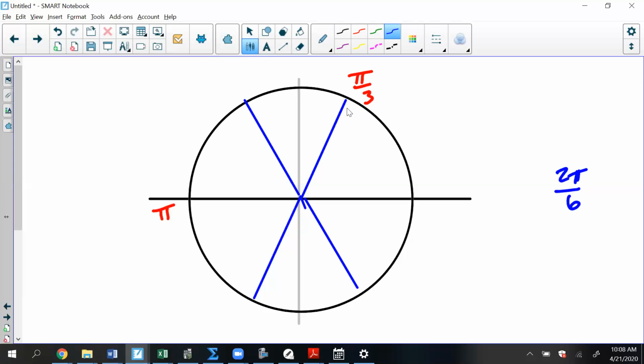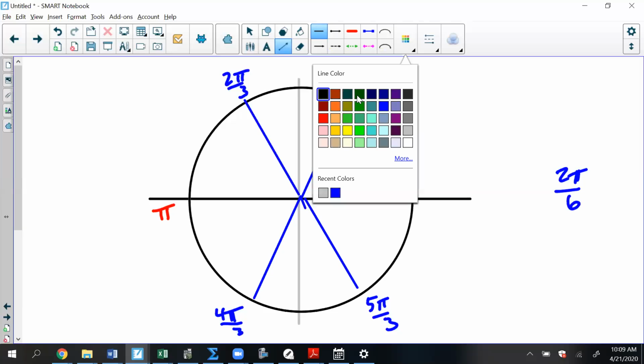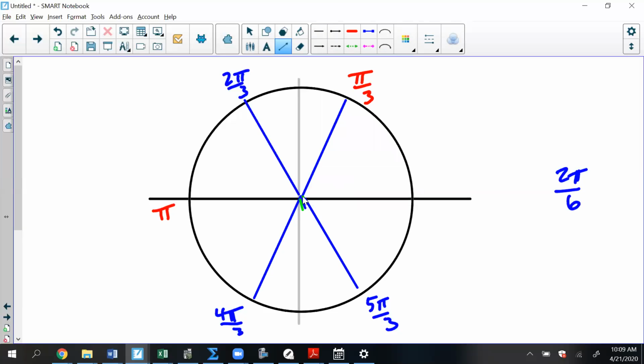So here's 1 pi over 3, 2 pi over 3, 3 pi over 3, 4 pi over 3, and then 5 pi over 3. So that's our pi over 3s individually. You know what, I'm going to go back on my slides. I think I'm going to put the pi over 6s on here as well. We'll make those lime green. So pi over 6 is taking that half of pi over 3.